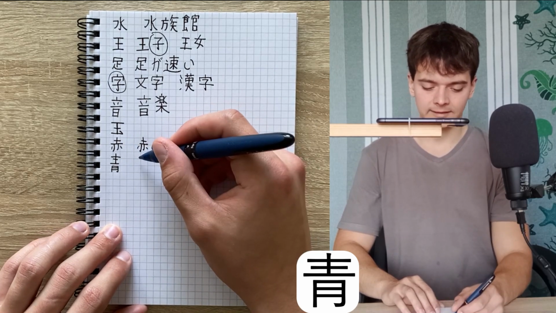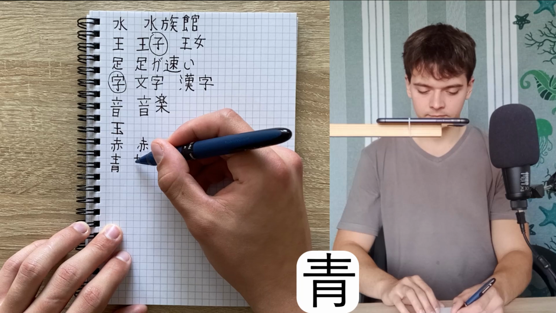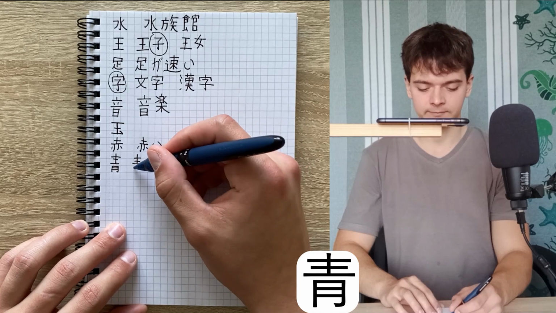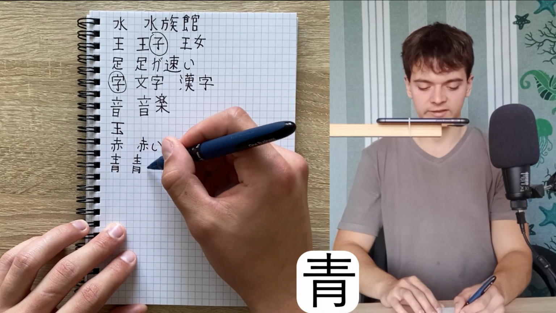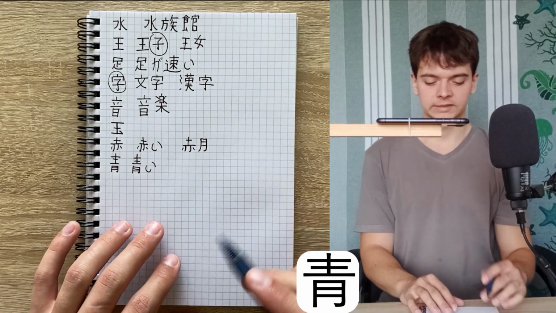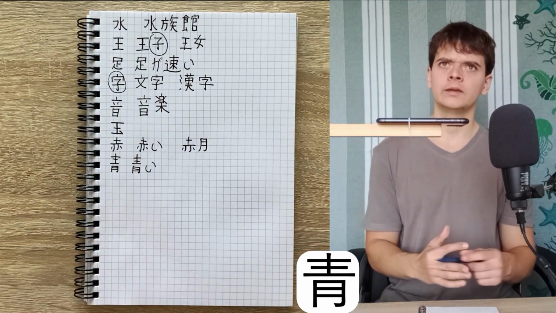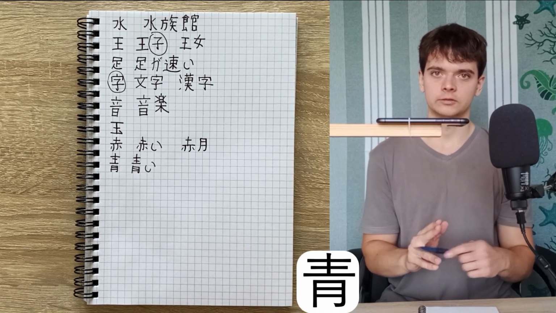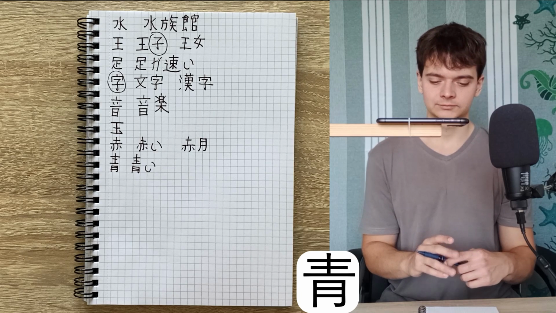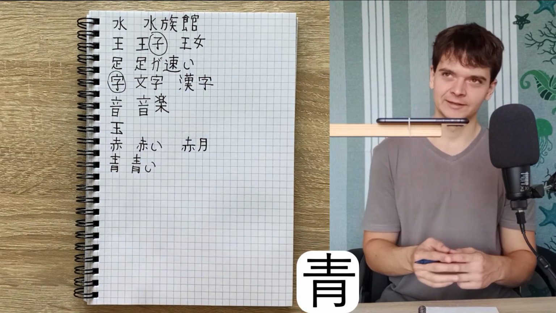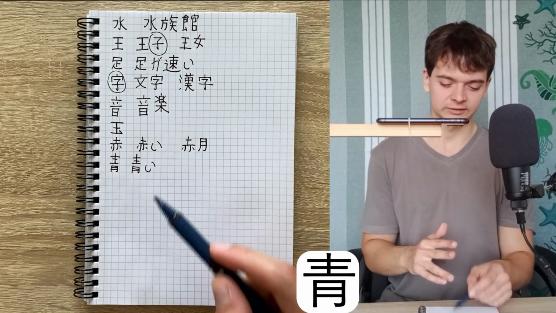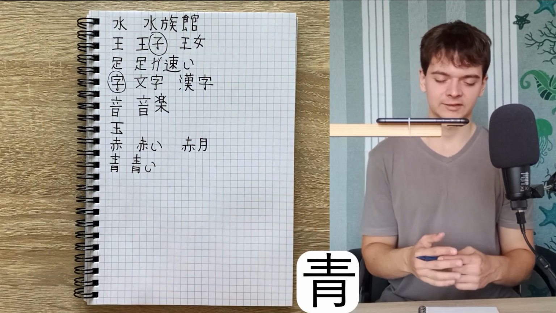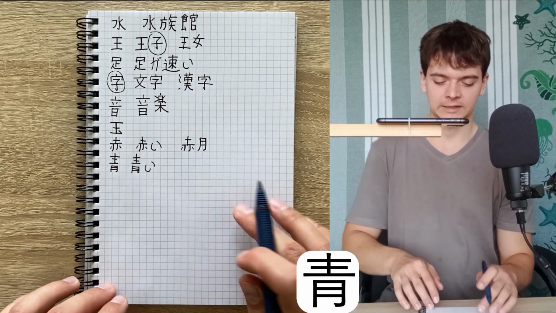Ao. Again, it's not really used alone, but you put i behind it to get aoi. Aoi. And that means blue. For example, in the title Blue Box, Ao no Hako. I just said that you use it with i, but there it's used without i. Ao no Hako.